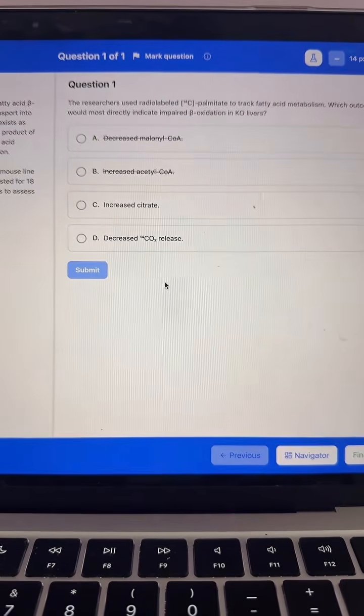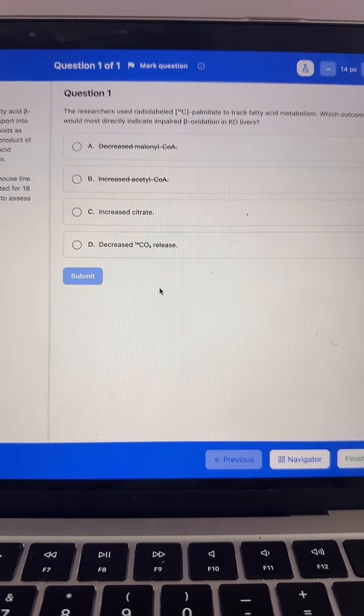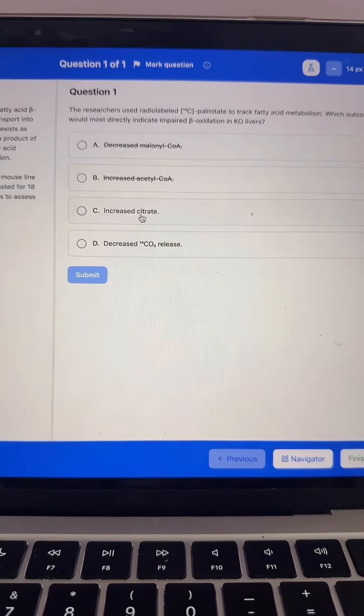Choice C says increase citrate, which is an intermediate of the TCA cycle that's made when acetyl-CoA combines with oxaloacetate. Because we have less acetyl-CoA, we'll also have less citrate.